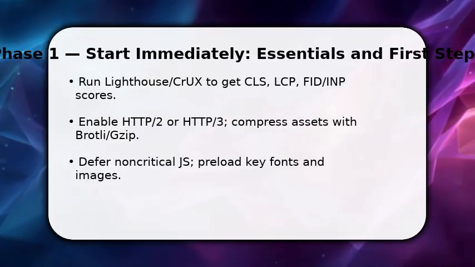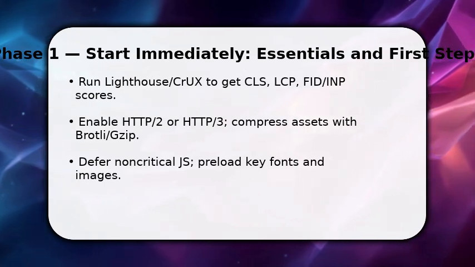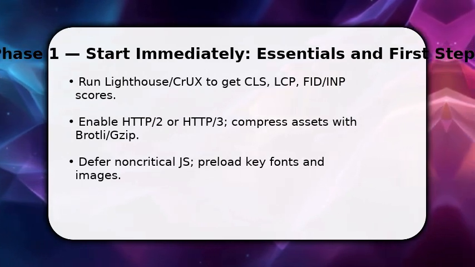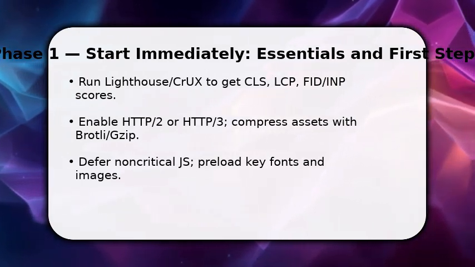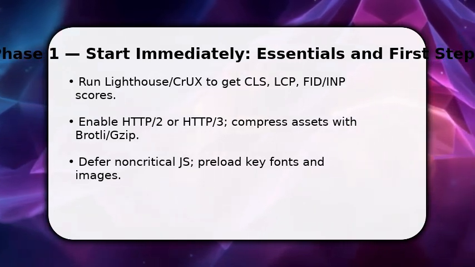You start by measuring. Run Lighthouse or CrUX and record CLS, LCP, and FID or INP. Focus first on blocking scripts and render path assets. Once measured, enable HTTP/2 or HTTP/3 and compress responses with Brotli.